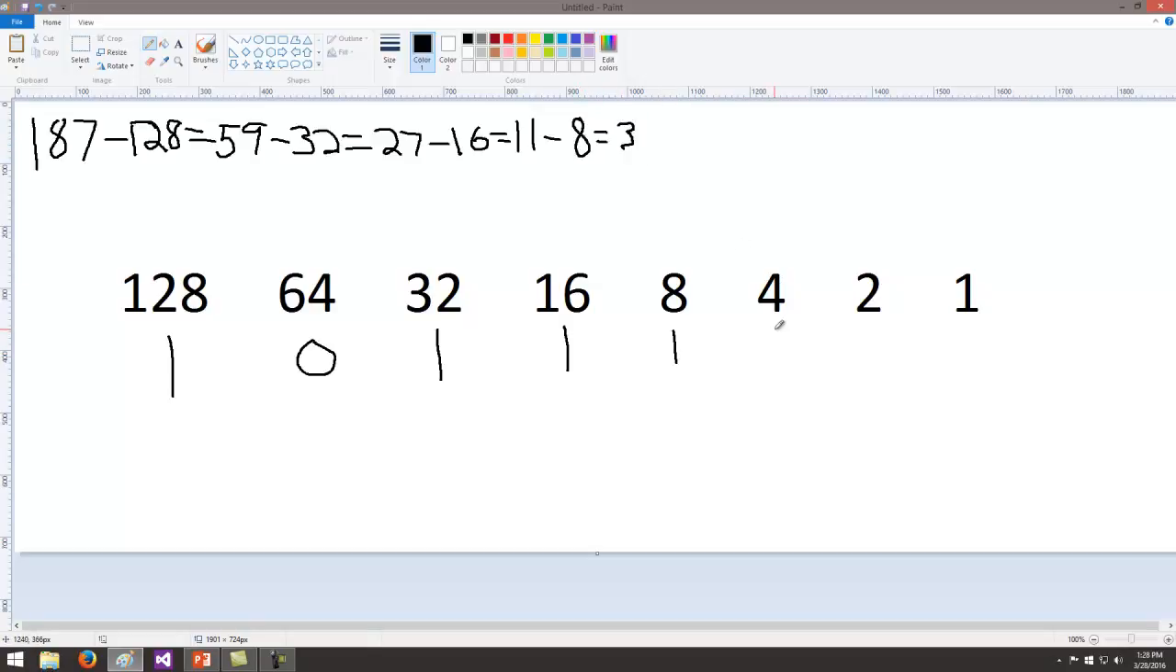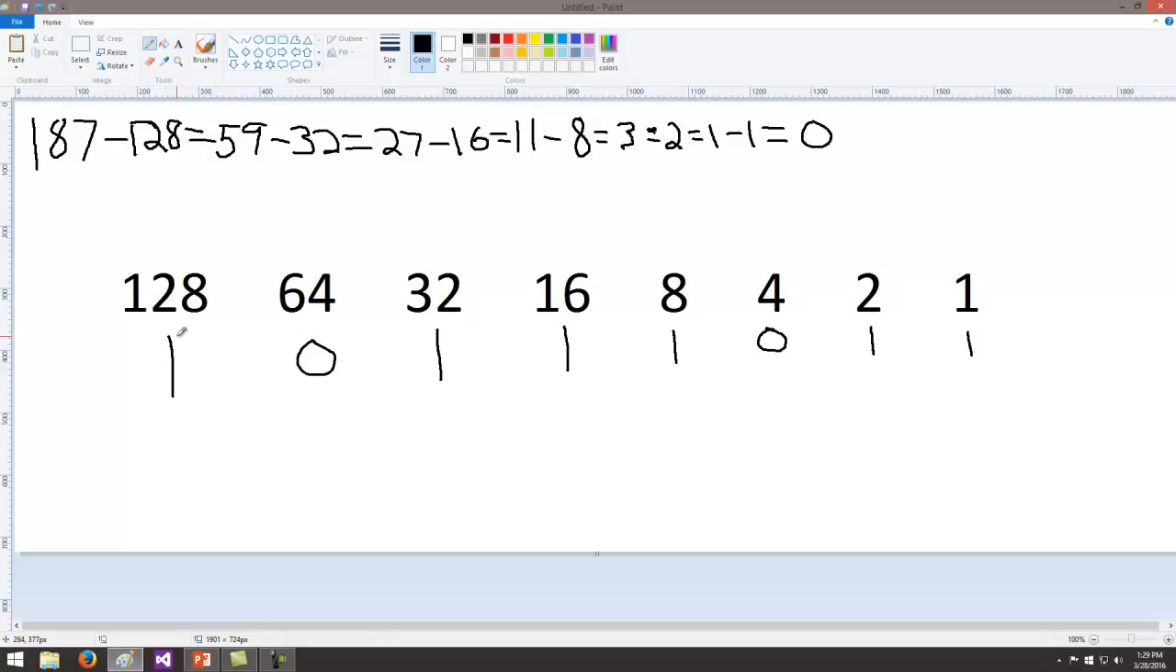Does 4 go into 3? No. Does 2 go into 3? Yes. That should be just a bit of minus, equals 1. Does 1 go into 1? Yes. So 1 minus 1 equals 0. So when you get to 1, your remainder should be 0, and that's how you know it's right. So 187 is 10111011 in binary.